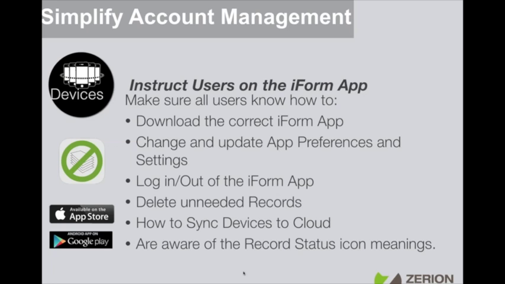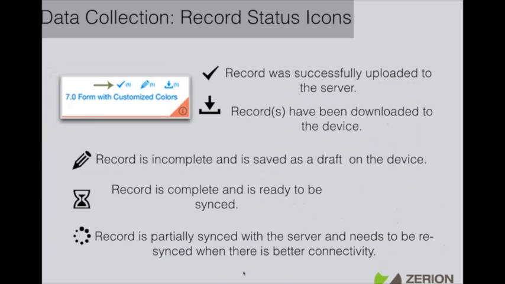And then just talk to them about what the record status icons mean. And if you're not sure about the record status icons, here are the 5 that we have. And I would say the most important ones to recognize is when a record is only partially synced to the cloud. So if they see this bottom icon, knowing that means they have to try to reconnect and sync their device once they have better service.